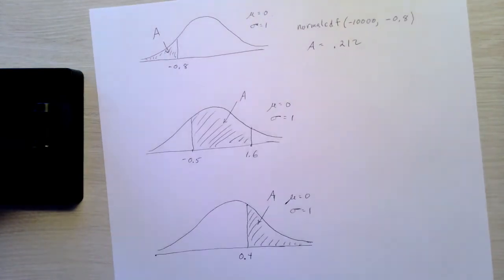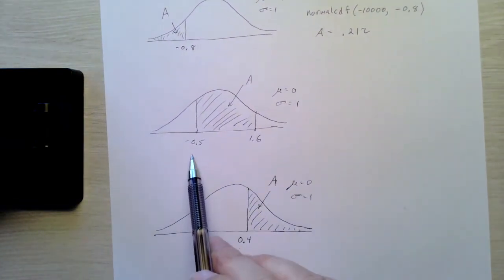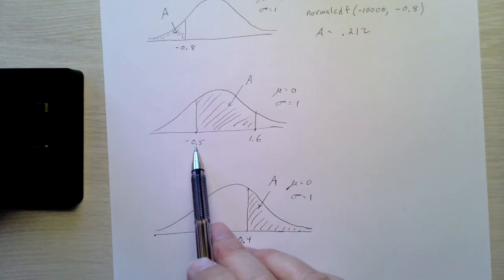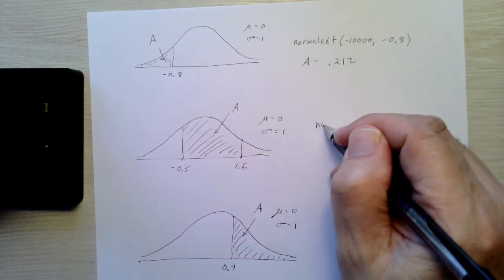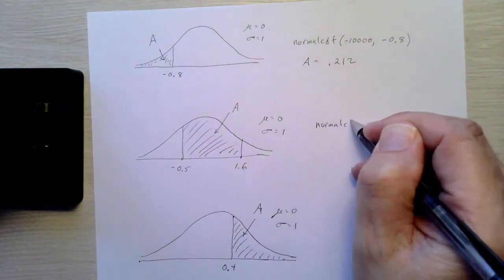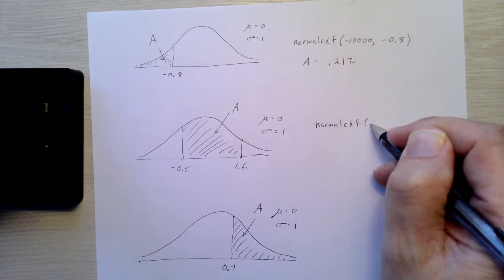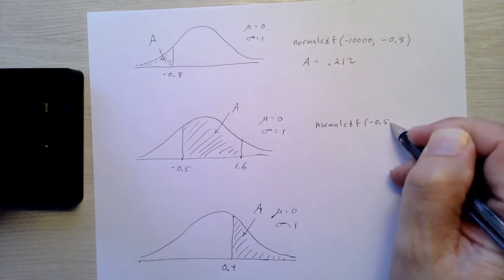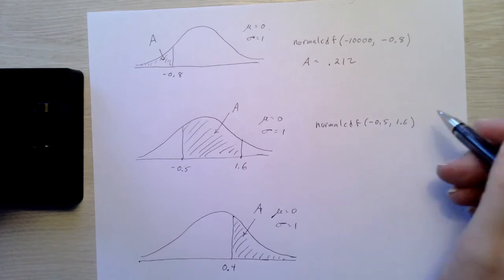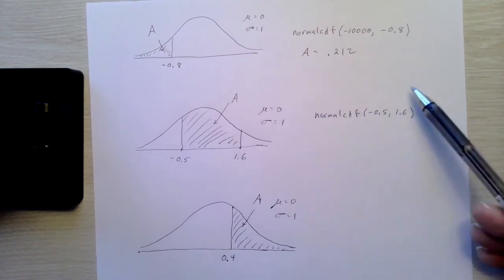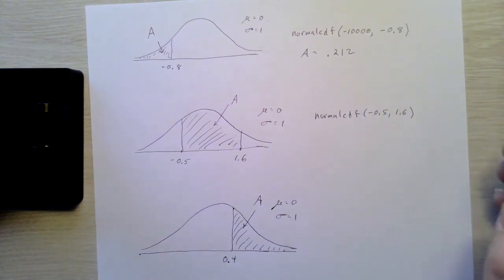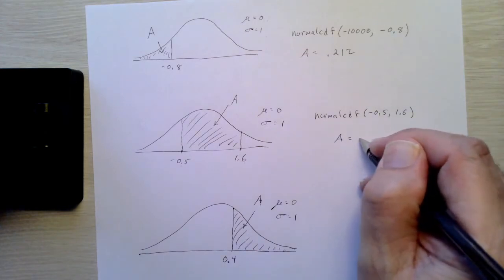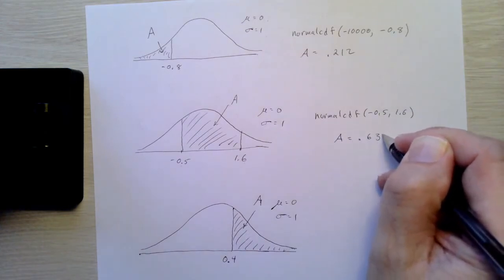For this next example, you can see what the boundaries are. The left boundary is negative 0.5, and the right boundary is 1.6. So this will be Normal Cdf of negative 0.5 and 1.6. Again, we don't need to input anything else because this is a standard normal distribution. And this turns out to be 0.637.